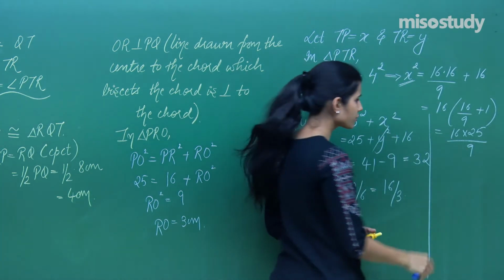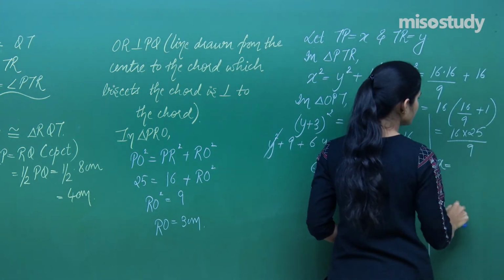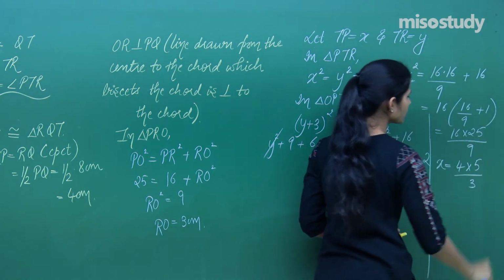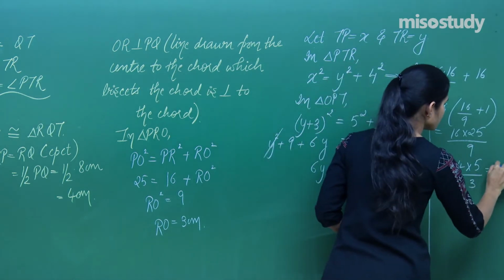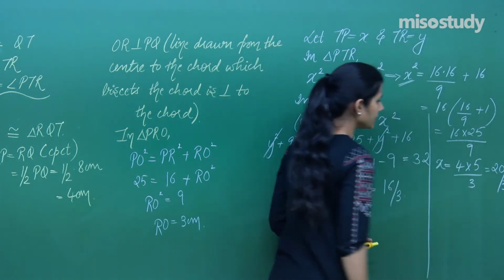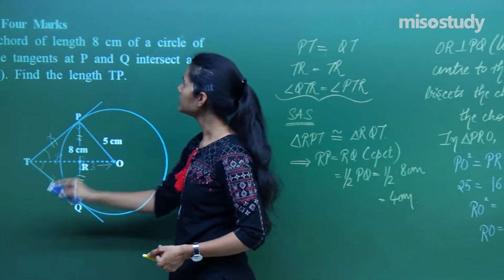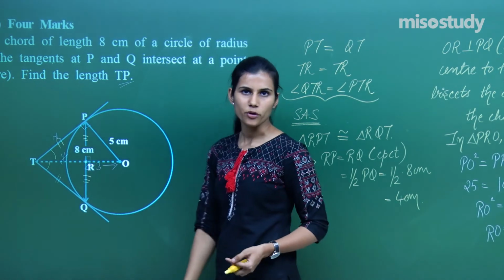If this is the value of x square, what is x? The square root of this is square root of 16 into square root of 25 upon square root of 9. So this gives you 20 upon 3. X is 20 upon 3. X is the measure of PT. So PT, or TP, is 20 upon 3.